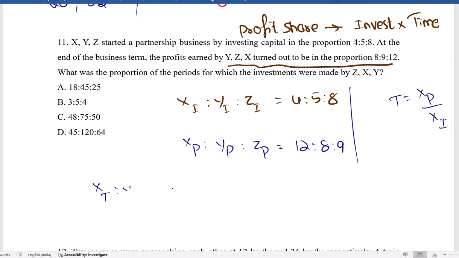X timing, Y timing, Z timing if you want to know. X profit is 12, X investment is 4. This is 8 by 5. This is 9 by 8. Now I can multiply with 5 into 8.